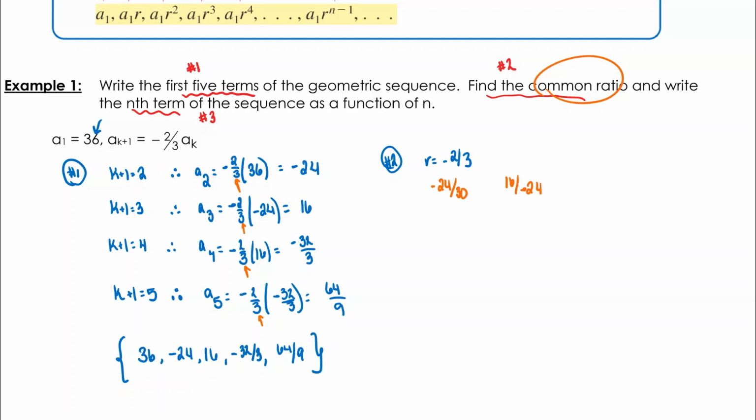Okay, now the last piece is simply to put all the pieces together and write out the explicit formula. So a sub n is equal to the first term, which was 36, and then the common ratio is negative 2/3, and then the exponent here is n minus 1.